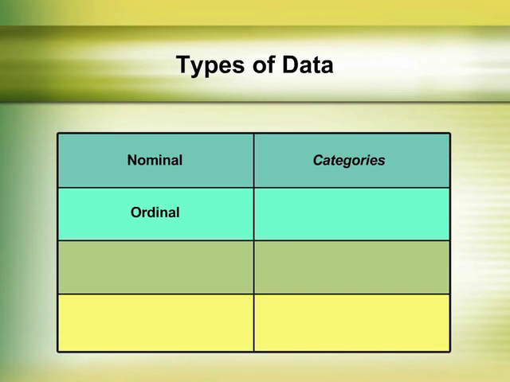With ordinal data, there is again no indication of quantity. Rather, a number is assigned for ranking order. For example, satisfaction surveys often ask respondents to rank order their level of satisfaction with services or programs.